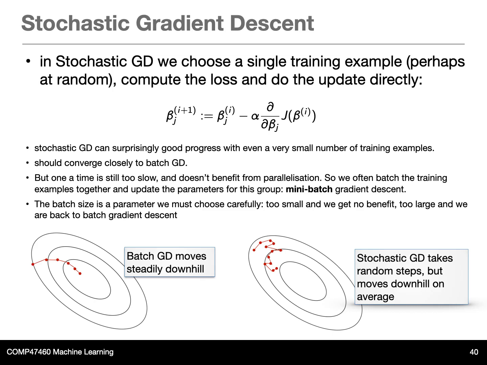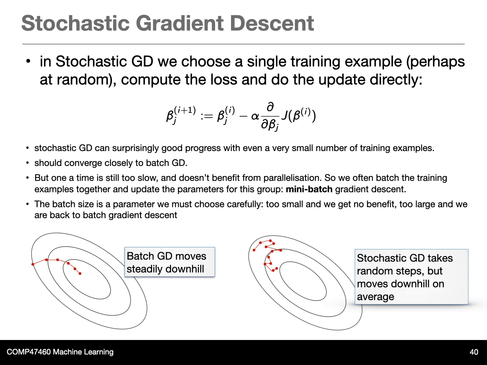An alternative to batch gradient descent is stochastic gradient descent. With this method, instead of taking all the training examples and updating them in one step, we take one example at a time and we perform the update directly. You can see in the examples at the bottom of the slide that batch gradient descent tends to move very steadily downhill towards the minimum. But stochastic gradient descent is going to move in random directions. It's only on average that stochastic gradient descent moves downhill.